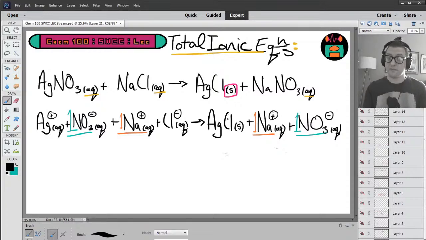It changed. Same with chloride. It's an aqueous anion on the reactant side, but now it's associated. It's part of a compound, silver chloride, that's a solid on the product side. It changed. But sodium is an aqueous cation on the reactant side. It's an aqueous cation on the product side. Unchanged. Same with nitrate. These ions have a very special name. They are called spectator ions.